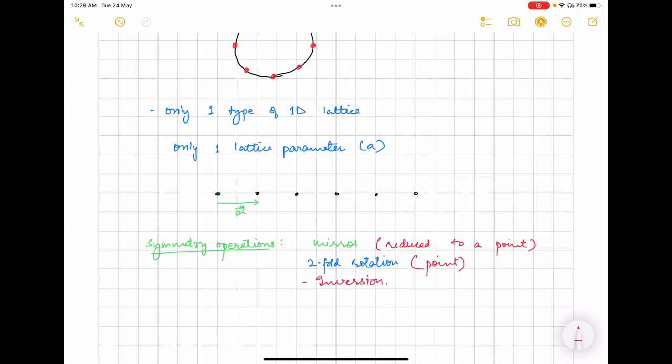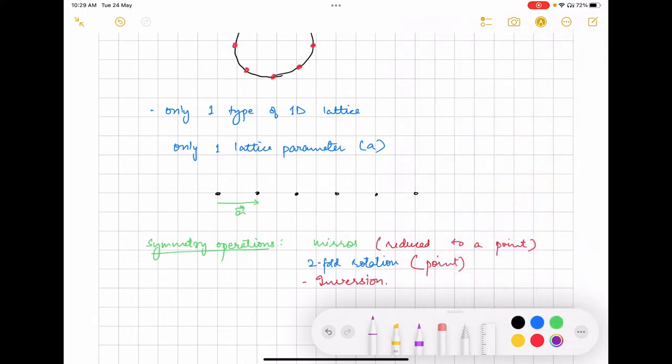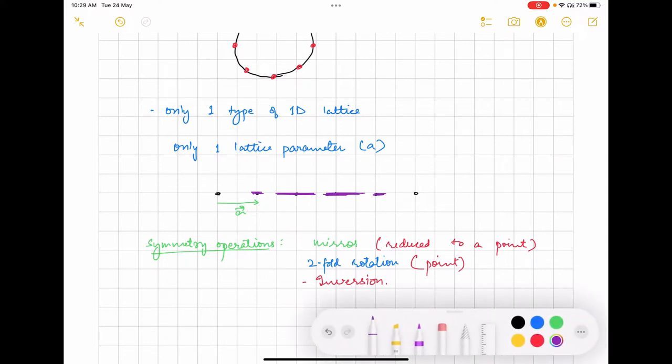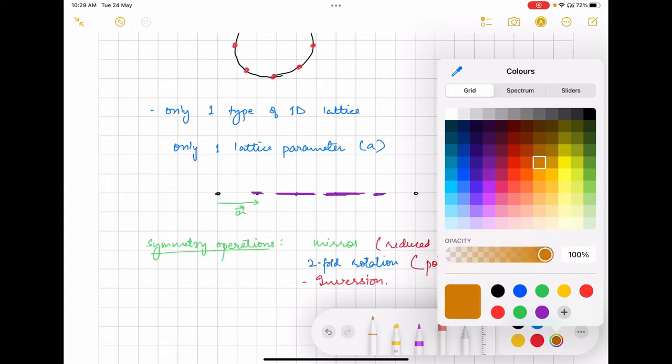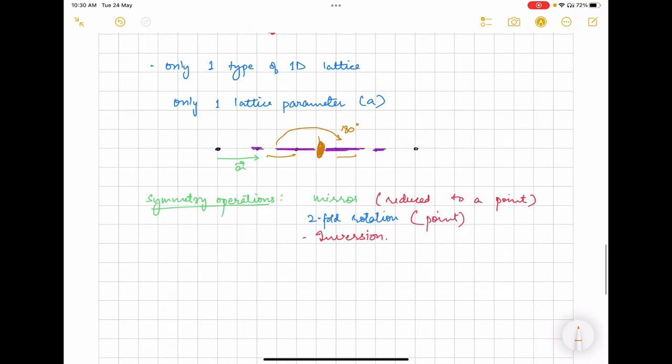So suppose you have such a kind of motif. Okay, so you can have a mirror here. So this point acts as the mirror. Also, this acts as an axis of two-fold rotation. So this, when rotated by 180 degrees, lands here. So these are identical spaces. And also, the same thing acts as an inversion center. Other kinds of symmetries do not exist in 1D.